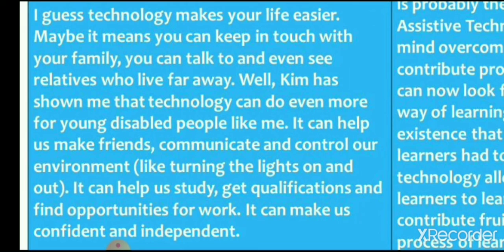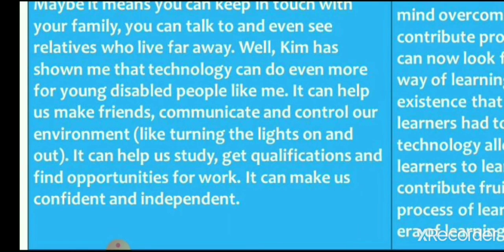Like turning the lights on and off. It can help us study, get qualifications, and find opportunities for work. It can make us confident and independent. So technology is very helpful to the disabled person.